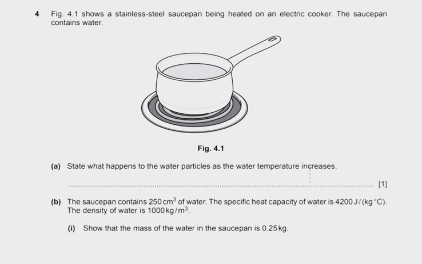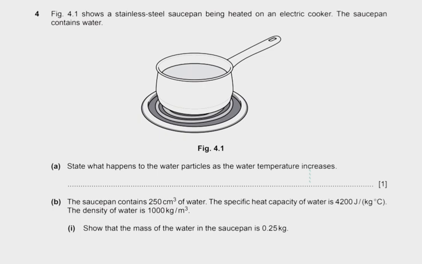Fig 4.1 shows a stainless steel saucepan being heated on an electric cooker. The saucepan contains some water. State what happens to the water particles as the water temperature increases.